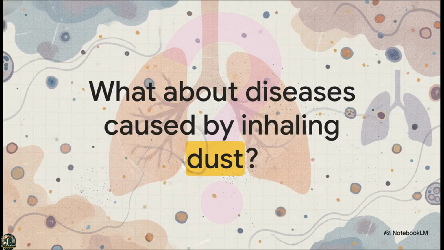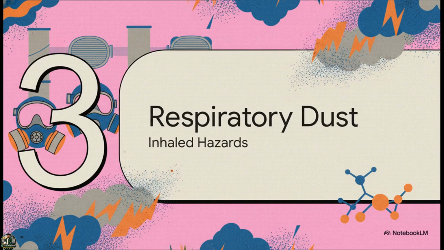So we've covered the toxic substances workers handle physically. But what happens when the threat is literally in the air you're breathing? You can usually see a chemical spill, but you can't always see what's suspended in the very air of a workplace. Which brings us to part 3, the respiratory invaders.